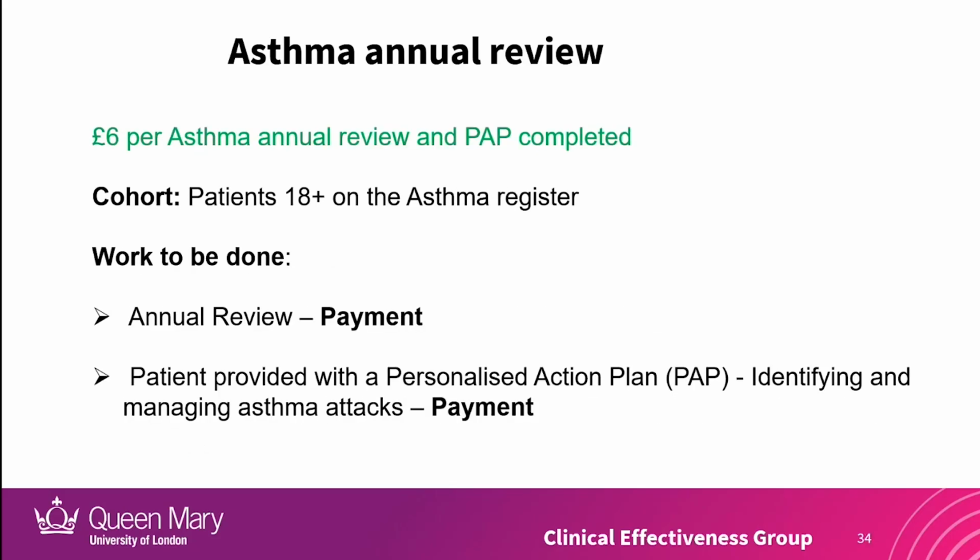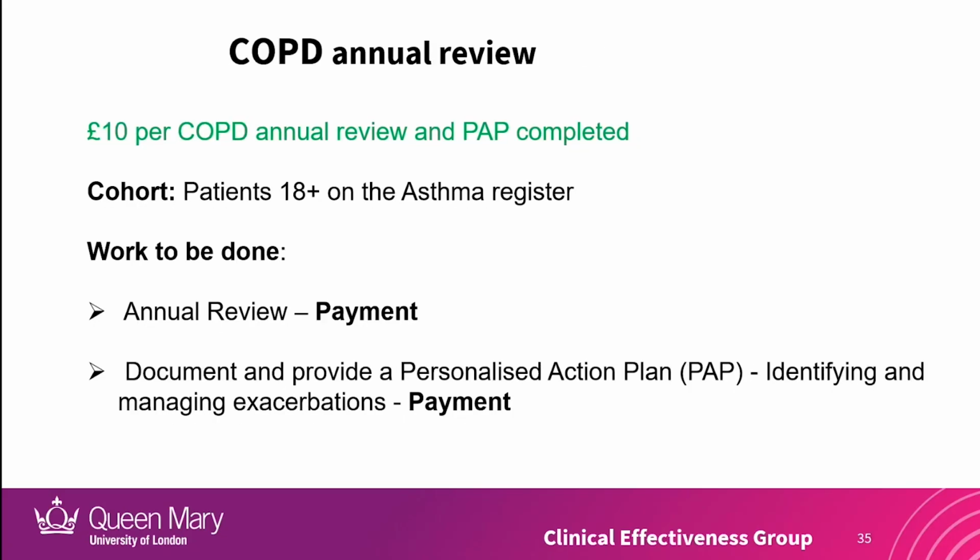So now we're going to move on to the asthma annual review. There has been a slight change this year. It's looking at your cohort of 18 plus on the asthma register, which is normal. And then what needs to be done this year is for the annual review box to be done. And also you need to provide a personalised action plan for those patients. And this is worth £6 per asthma annual review and the PAP action plan as well. So they both need to be done for the £6 payment.